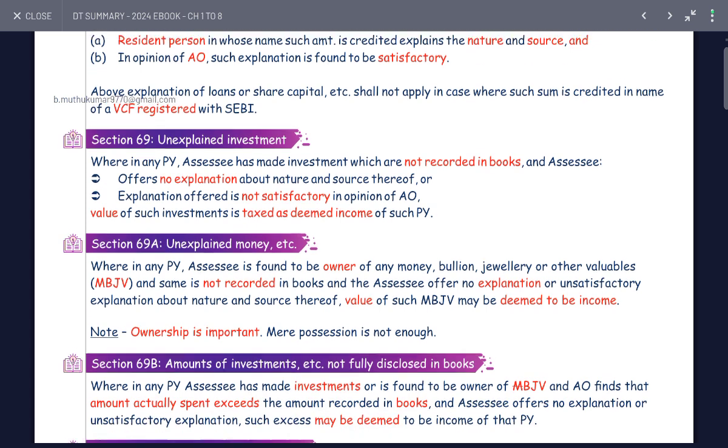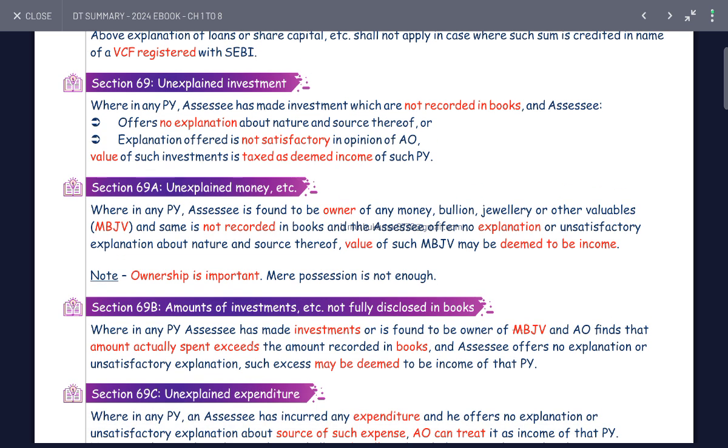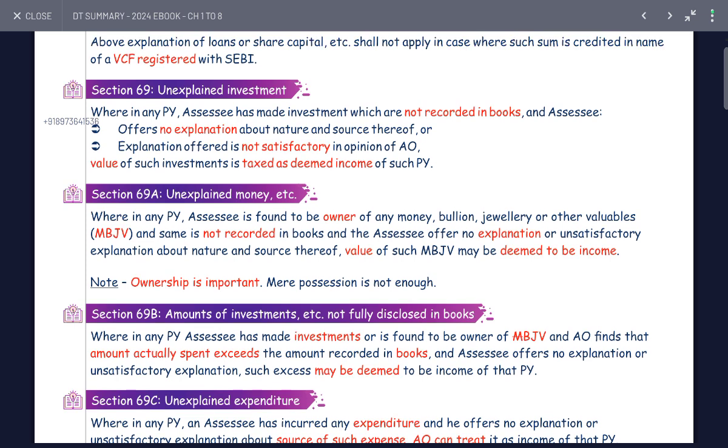Section 69, unexplained investment: where in the previous year the assessee has made an investment that is not recorded in the books, and the assessee offers no explanation about the nature and source, or the explanation offered is not satisfactory in the opinion of the AO, the value of the investment may be deemed to be income of the financial year.